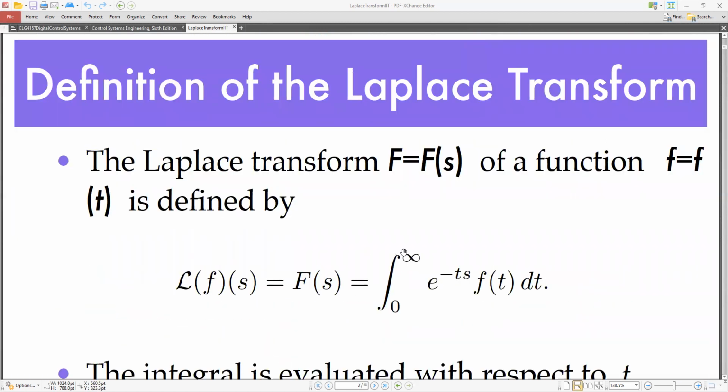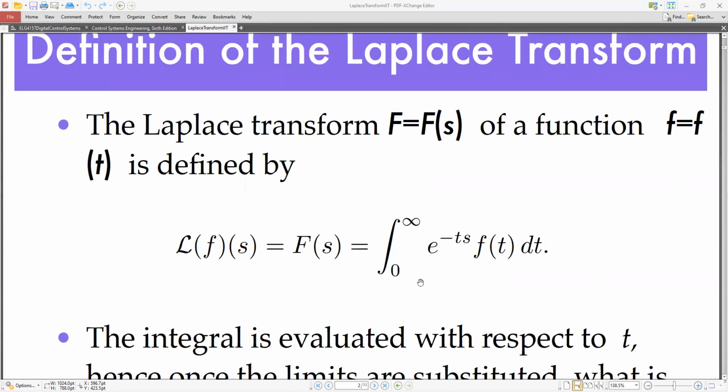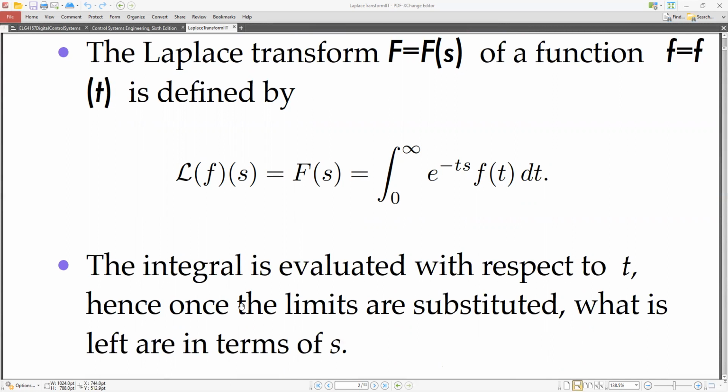Okay, so the definition of the Laplace transform. The Laplace transform F(s) of a function f is defined this way. The Laplace transform of f in the frequency domain, or s domain, can be written as the integral from 0 to infinity of e to the power minus ts times f of t dt. The integral is evaluated with respect to t, that means dt. Hence, once the limits are substituted, what is left is in terms of s. So if we omit the limit, then we will get the output in the s domain.